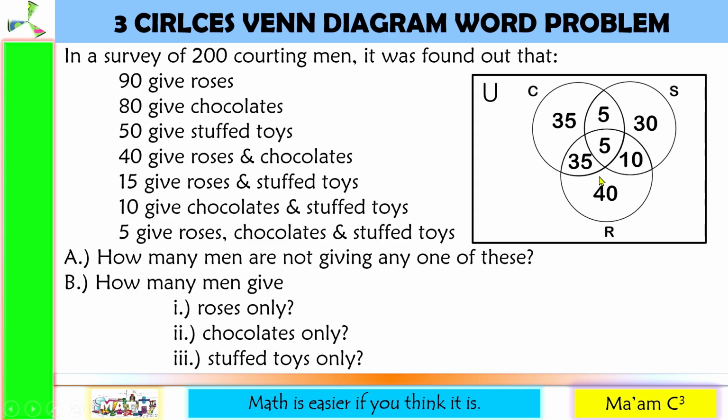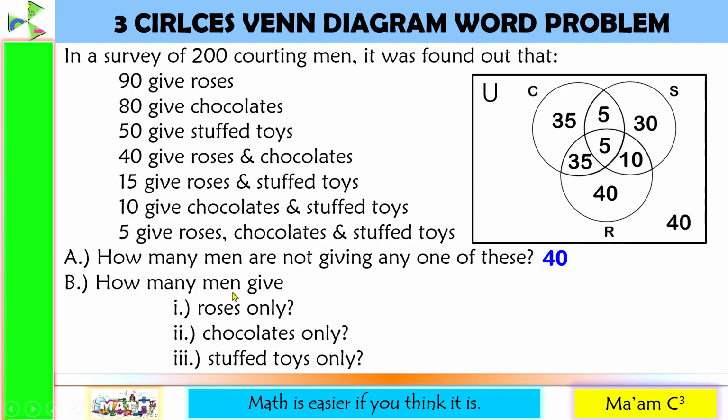So that means 200 minus 160, there are 40 men who are not giving either chocolate, stuffed toys, or roses. Now let us answer the question. How many men are not giving any one of this? We just answered that, and that is equal to 40.